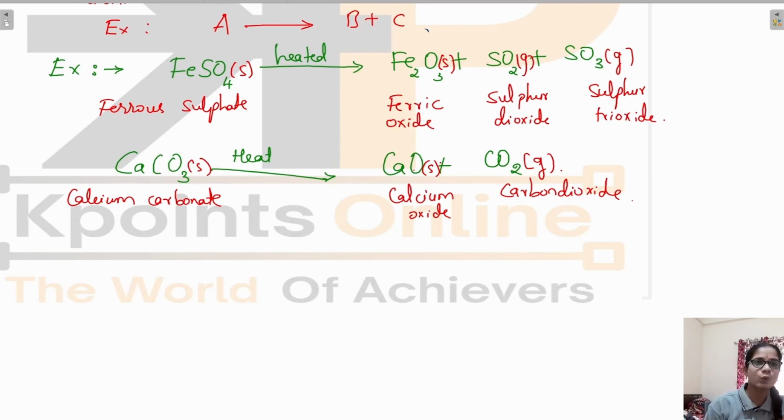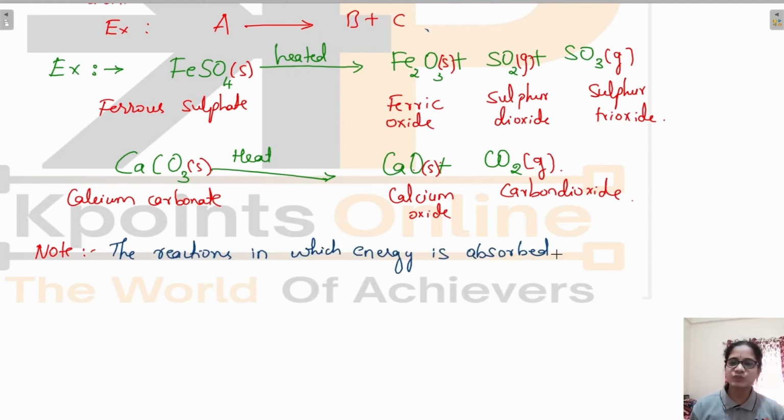Reactions where energy is absorbed are called endothermic reactions. Okay, we have to note it down. The reactions in which energy is absorbed are called endothermic reactions. The energy may be absorbed in the form of heat, light, or electricity.